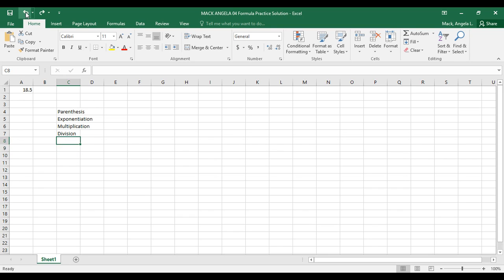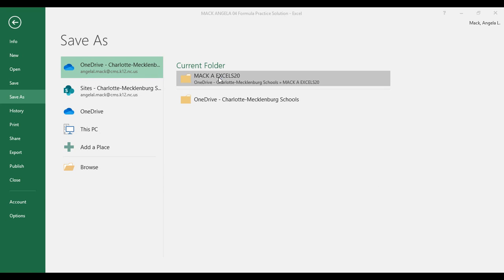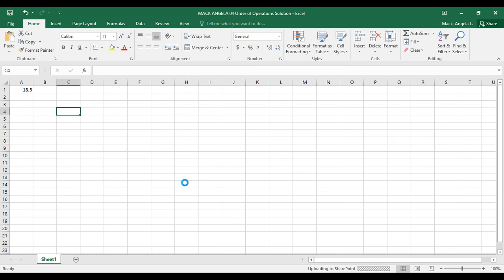I'll go ahead and undo my typing. And then I will save my file as instructed in the assignment. Still to my class folder, still with my first name and last name, but we're now going to call this O4 Order of Operations Solution. And we're going to submit that to our assignment.